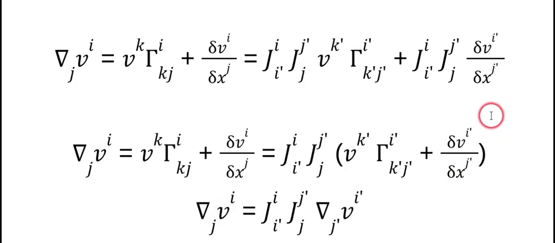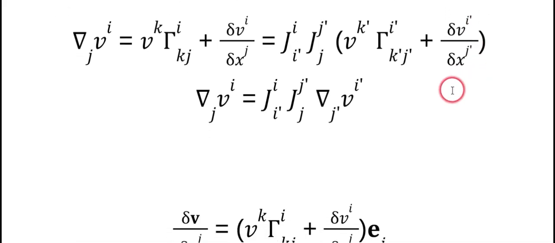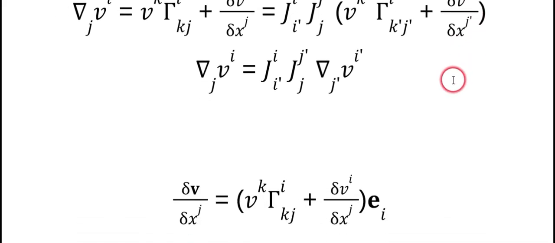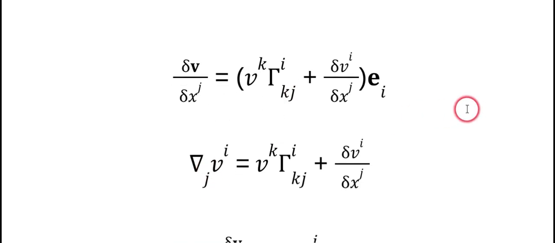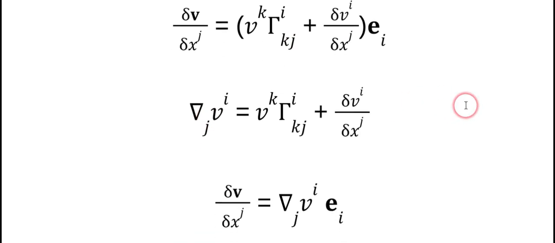Now, here's a logic way to do it. Let's go back to where we did this equation, and we said this piece was the covariant derivative. Let's put that right back in here and look at this equation. We're saying the partial derivative of a vector with respect to a coordinate is equal to the covariant derivative of this component times this basis vector. Well, the derivative of a vector is a vector, and a vector is a tensor. We know that basis vectors are vectors, so they're also tensors.